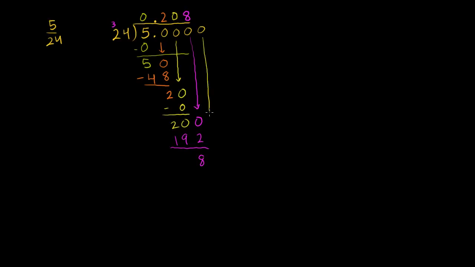Bring down another 0. 24 goes into 80 3 times. Can't be 4 times. 3 times. 3 times 4 is 12. Carry the 1. 3 times 2 is 6. Add 1, 7. So 72, and then you have another 8. You bring down another 0. We have an infinite supply of zeros here as we need them. And we're going to have another 80. Well, once again, 24 is going to go into that 3 times. And we're going to start repeating these 3's over and over again.